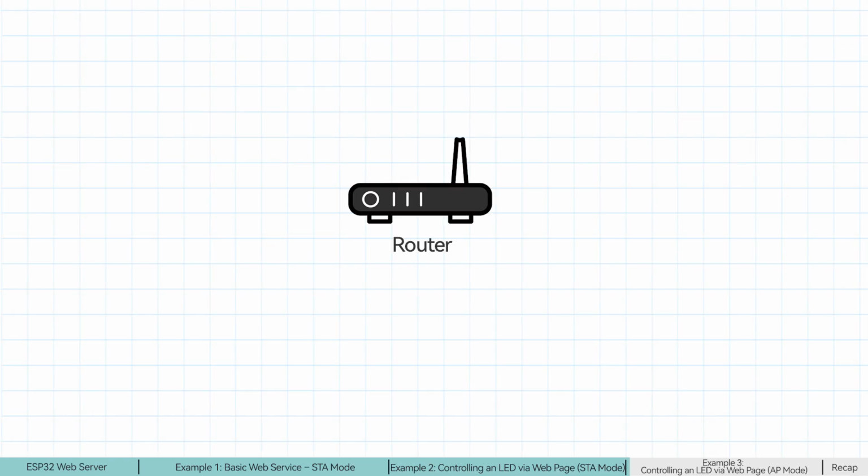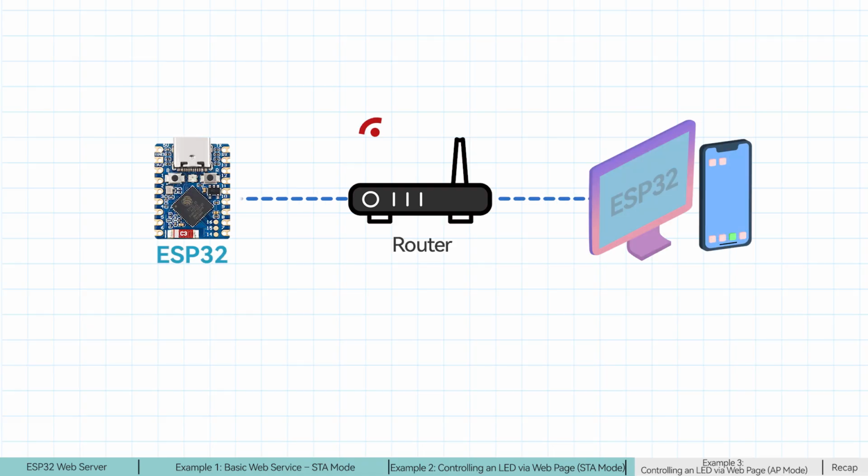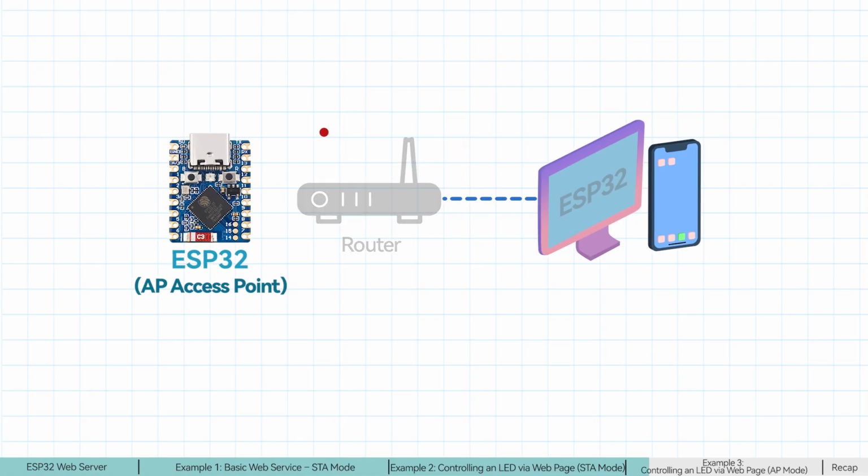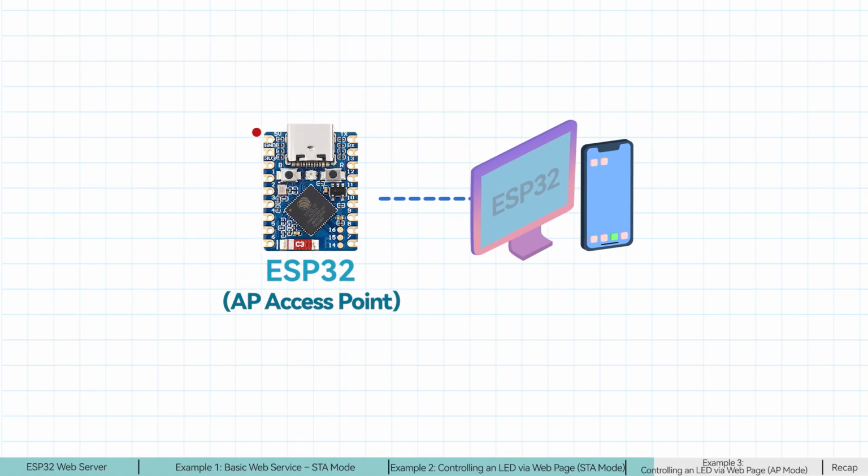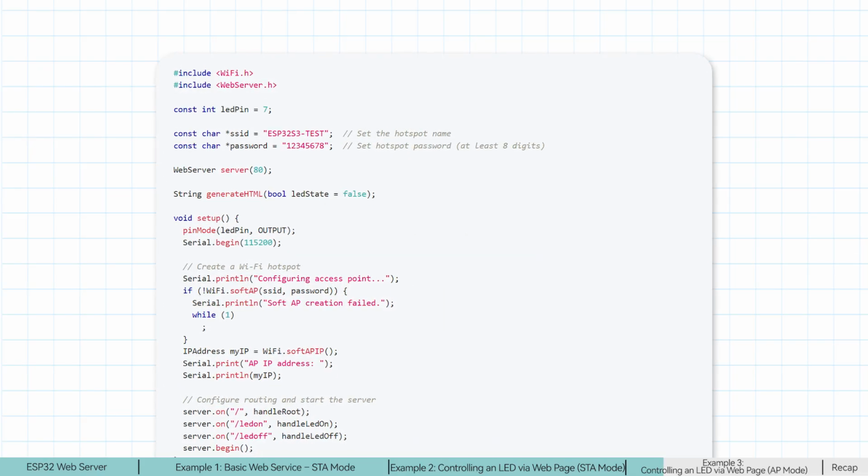The previous two examples require an external router so that both the ESP32 and the computer are on the same local network. But in an environment without an external Wi-Fi network, we can make the ESP32 create its own hotspot, allowing a phone to connect directly for control. Now look at the AP mode code.